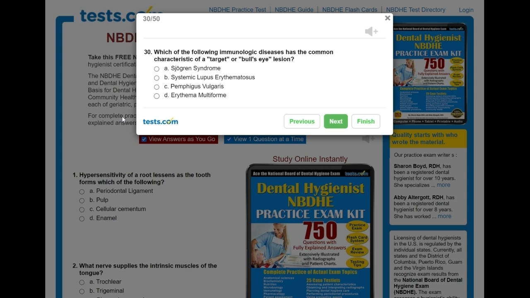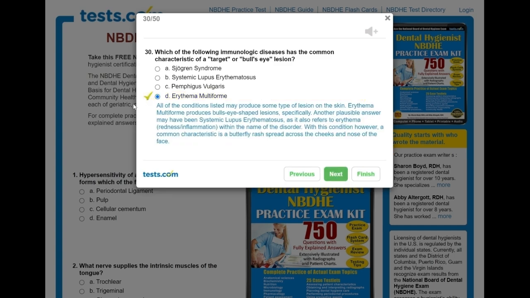Question 30. Which of the following immunologic diseases has the common characteristic of a target or bullseye lesion? A. Sjogren's syndrome. B. Systemic lupus erythematosus. C. Pemphigus vulgaris. D. Erythema multiforme. D. Erythema multiforme. All of the conditions listed may produce some type of lesion on the skin. Erythema multiforme produces bullseye-shaped lesions specifically.